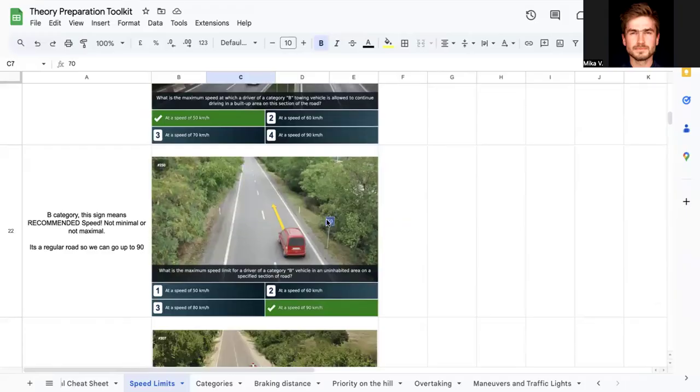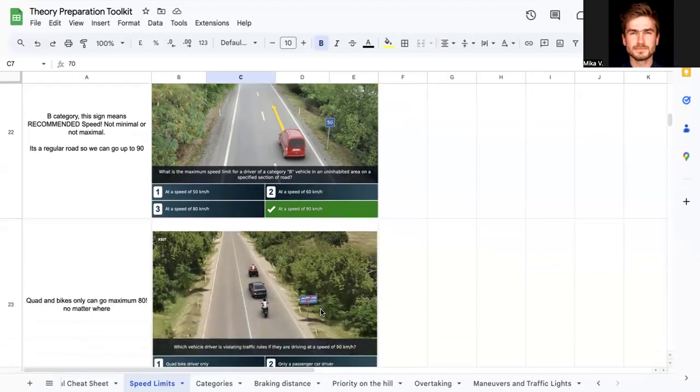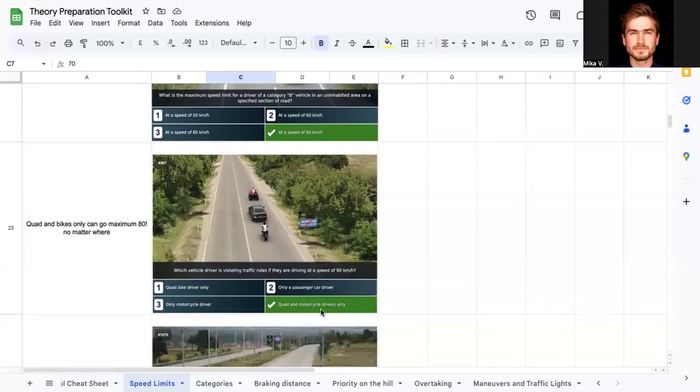Here we have a recommended speed. You see, they are trying to trick you. It's a non-built up area, obviously. You see it says in an uninhabited area, means it's a regular street, but it's not a highway. And 50 in a square is a recommended speed. So you could go 50, or like they prefer you to go 50, but you can go up to 90 if you want. Just a recommendation.